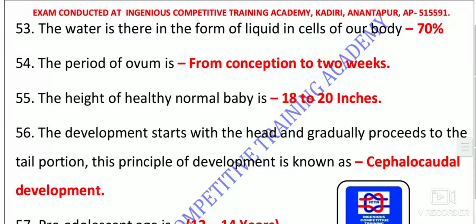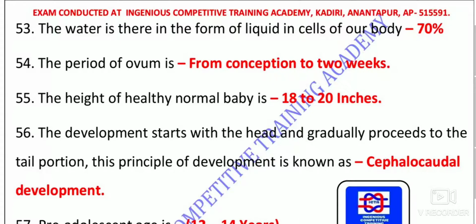The water in the form of liquid in the cells of our body is 70% of the water we have. The period of ovum is from conception to 2 weeks. Please remember, the period of ovum is from conception to 2 weeks.